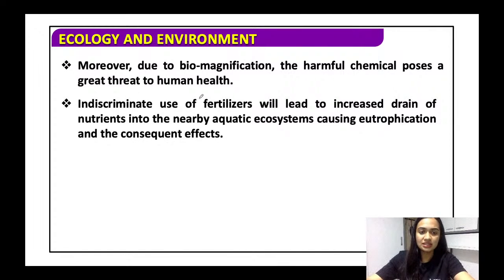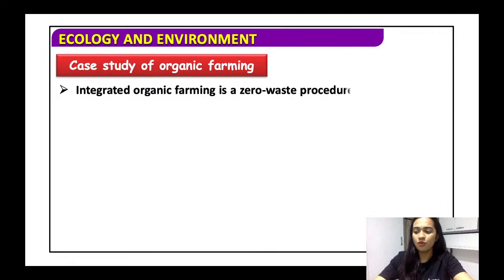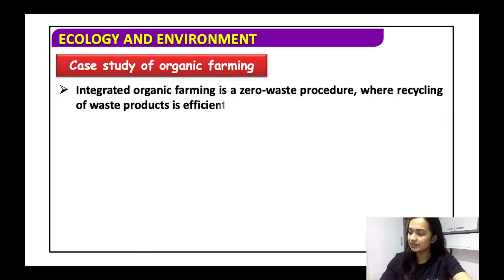And due to the indiscriminate use of fertilizers, what will we see? We will see an increased drain of nutrients into the nearby aquatic systems, and this will cause eutrophication and consequent effects. ठीक है, तो इस फर्टिलाइजर से क्या होता है, बहुत सारे न्यूट्रिएंट्स जो है वापस ड्रेन होते हैं और ये वापस से यूट्रोफिकेशन, बायोमैग्निफिकेशन और कॉज करते हैं. Now let us see the case study of organic farming which has recently bloomed.